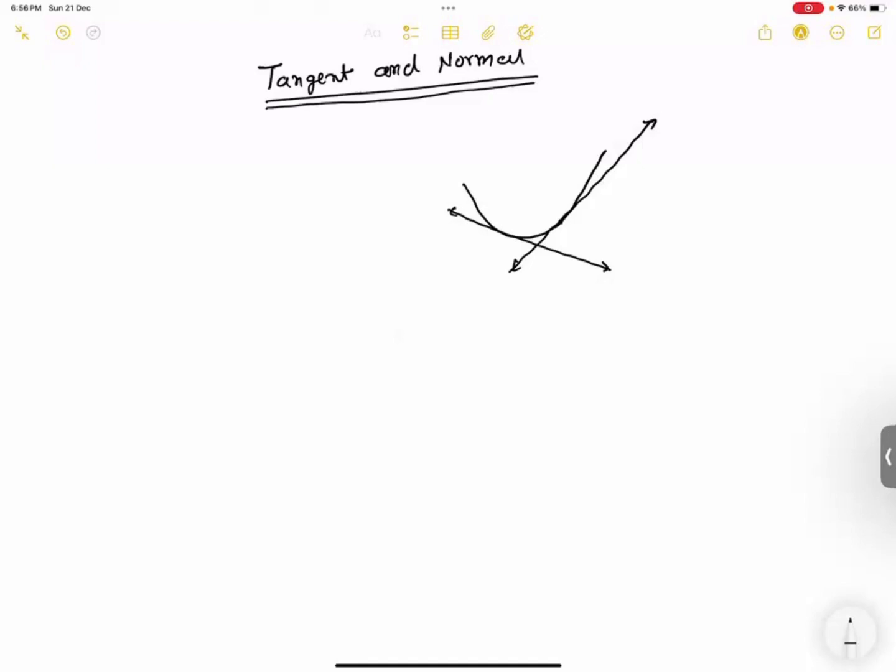And these tangents actually give the gradient of the curve at that point. Right? So tangent is a line which is touching the curve at one point. And normal is a line which is actually perpendicular to the tangent at that point. So basically it is perpendicular to the curve as well at that point. Okay. Right? This is tangent and this is normal.